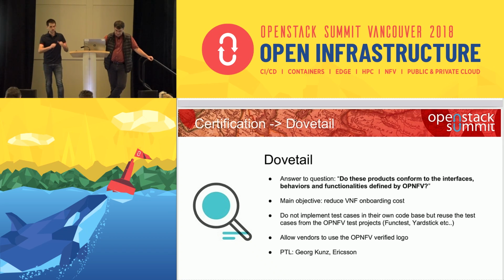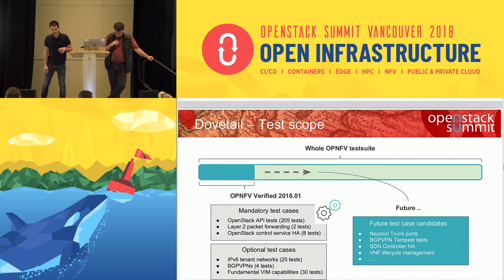And we have the test scope. We have the whole OPNFV test suite, so many kinds of tests. And for the moment, Dovetail focuses only on a part of this whole test suite. So basically, in the first release, the mandatory test cases are Tempest, a basic OpenStack API test, Layer 2 packet forwarding, two VPing between VMs, and after that, OpenStack control service HA: killing processes and putting some load on one controller and trying to create a VM, flavor, or other things.